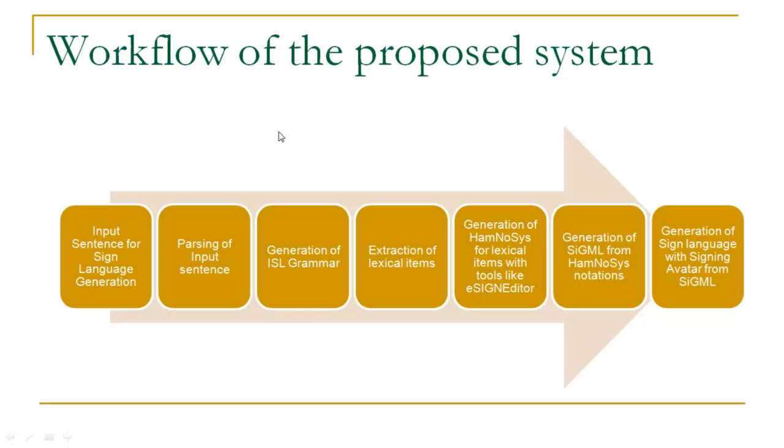So the overall workflow of the proposed system is as follows. It takes an input sentence for sign language generation. It parses this sentence to get the root words. These parsed sentences are further processed by another module known as generation of ISL grammar. Lexical items are extracted from the system. These lexical items are mapped with HamNoSys, and then these HamNoSys items are converted to SiGML. And in the final stage, this SiGML is converted to sign language through an avatar.